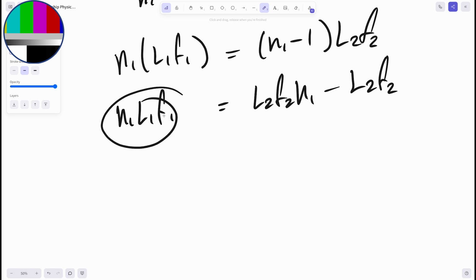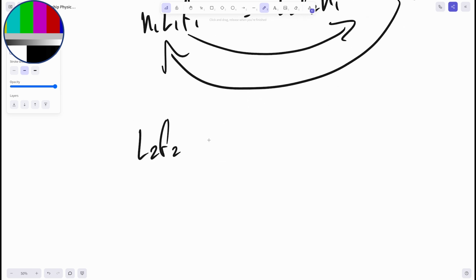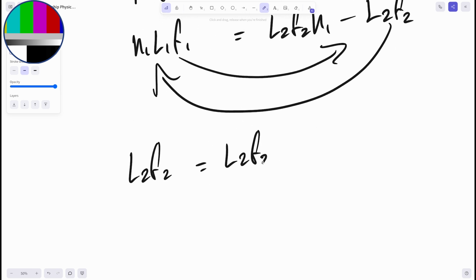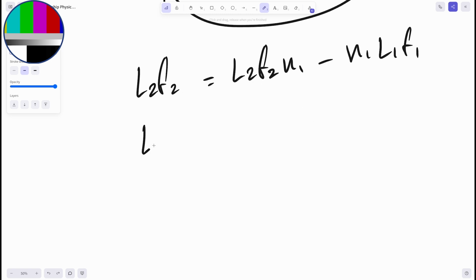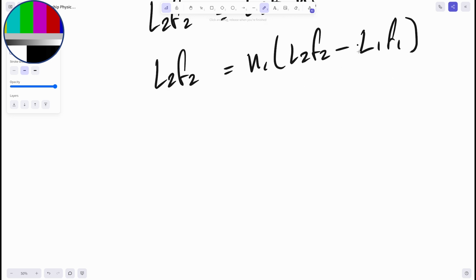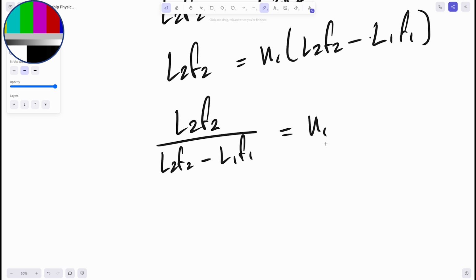Now gathering our like terms, so gathering all the N1s together, we can move this to this side and move this to this side. And we get L2 F2 is equal to L2 F2 N1 minus N1 L1 F1. Taking out N1 as a common factor, we get L2 F2 is equal to N1 (L2 F2 minus L1 F1). Now dividing both sides by this right here, we get L2 F2 all over (L2 F2 minus L1 F1), and that's all equal to N1.